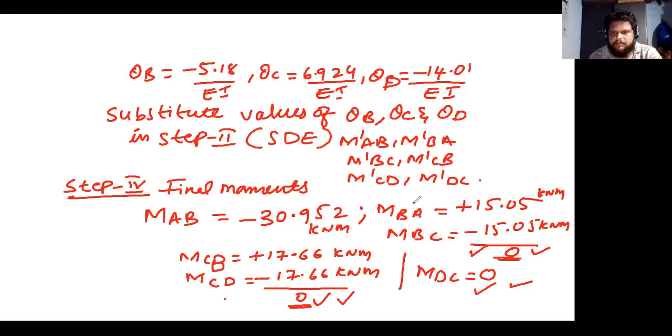At joint B, this is MBA plus MBC equals 0. The equilibrium equations I'm talking about are M dash CB plus M dash CD equal to 0, M dash DC equal to 0. This is what we have written in our equilibrium equations. So we have got these final moments. Now with the help of these final moments, we have to plot the bending moment diagram. Okay, so let me clear all these drawings.